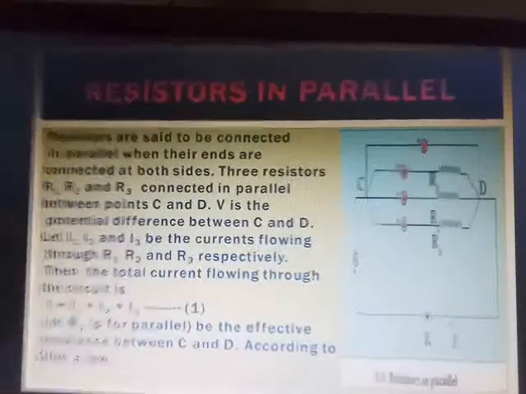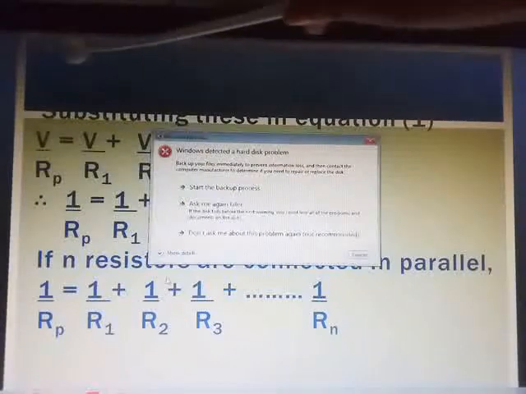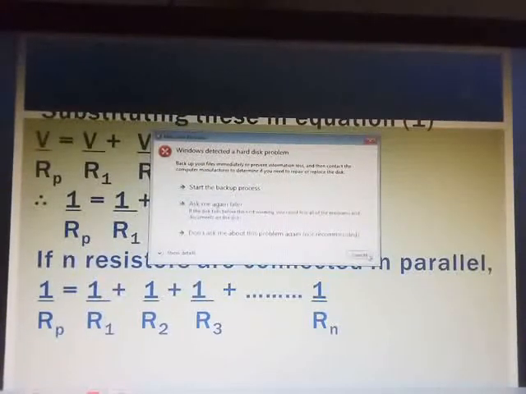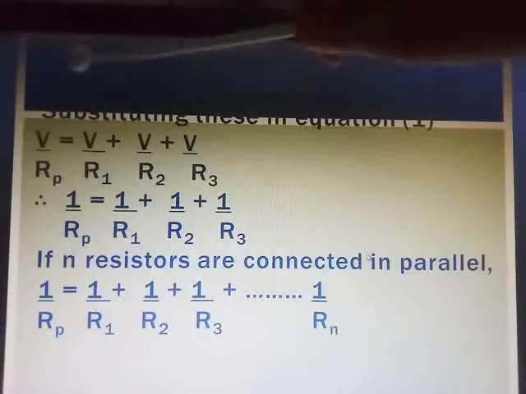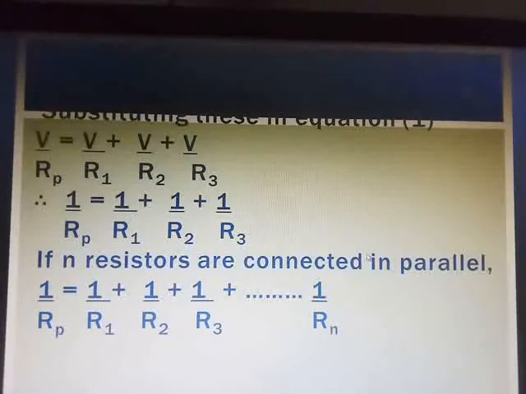Then, according to Ohm's law, I is equal to V upon Rp. V upon R, we have Ohm's law. So, here it is Rp. Similarly, for current I1, it will be V upon R1. For I2, it will be V upon R2. And I3, it will be V upon R3.